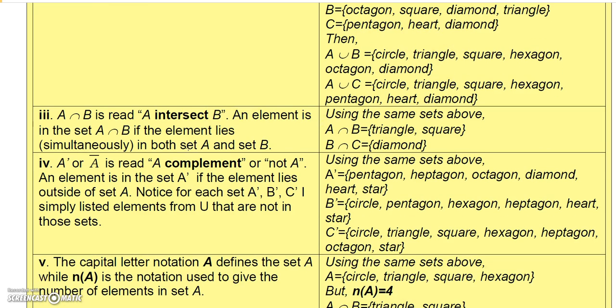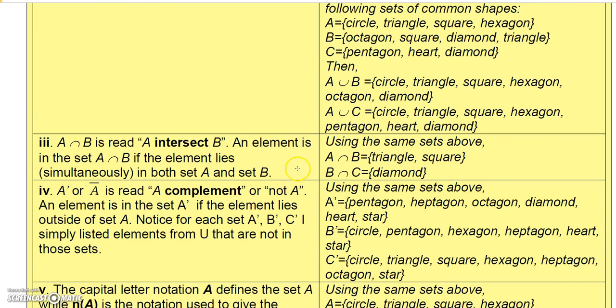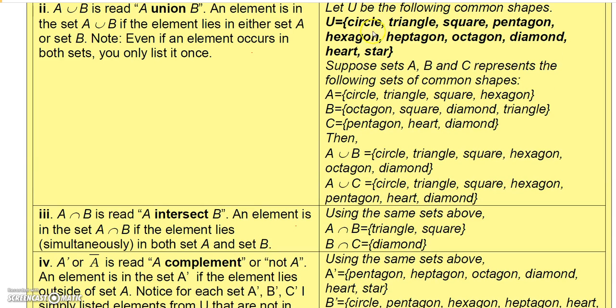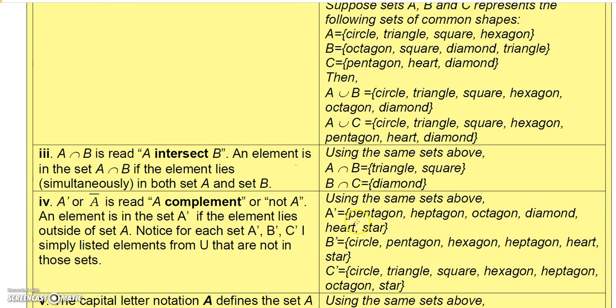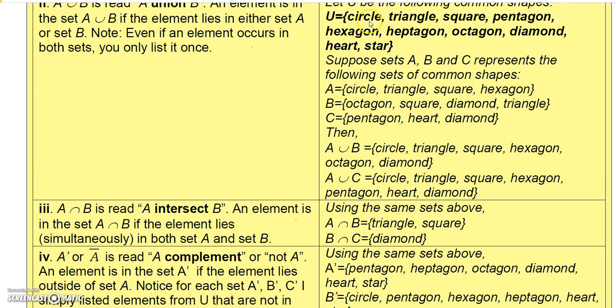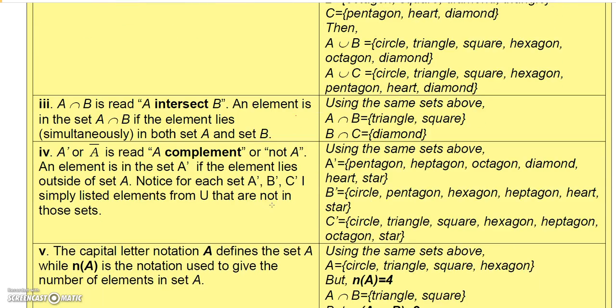Okay? And then remember, A prime are those elements that are not in A. So if you wanted to know what A prime was, you would go back to your universal set and remove everything that's in set A from the universal set, and that would give you A prime. And then likewise with B, you would take the universal set, remove everything that's in B from the universal set, and that would give you B prime, and similarly for C prime.